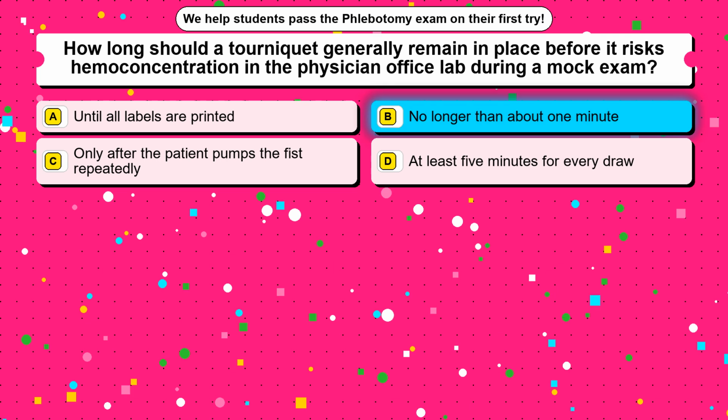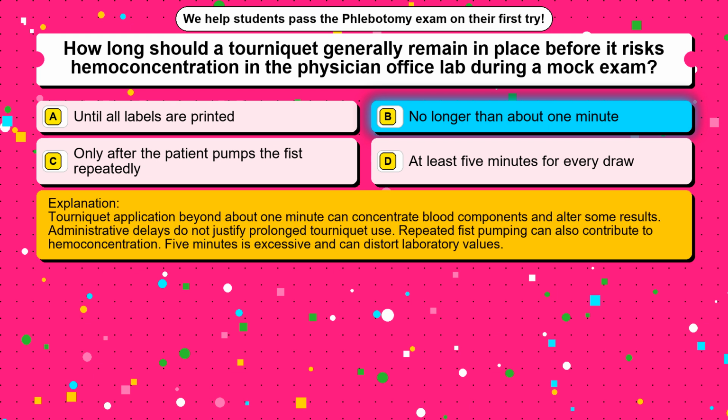The correct answer is option B. No longer than about 1 minute. Tourniquet application beyond about 1 minute can concentrate blood components and alter some results. Administrative delays do not justify prolonged tourniquet use. Repeated fist pumping can also contribute to hemoconcentration. 5 minutes is excessive and can distort laboratory values.